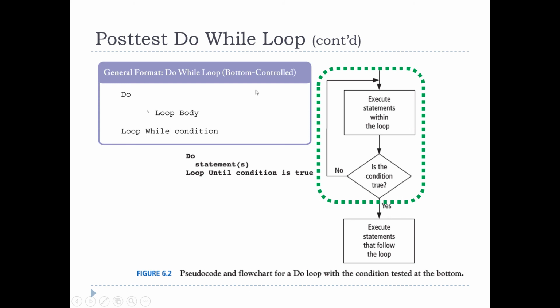And then if it's still true, it will go back to the do part here and execute again one more time, and then hopefully you will update your counter. Then it will test again until it is no longer valid, and then it will stop. I think there's an error here, because is the condition true, right?